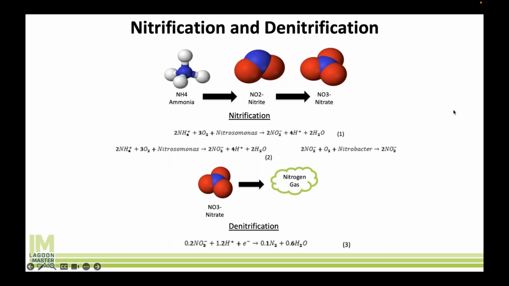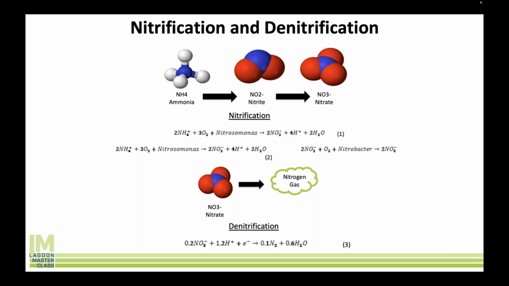So let's talk about biological total nitrogen reduction. This is where most plants do it. This is how mechanical plants do it. This is how lagoons potentially could do it, how we've seen lagoons do it. There's two steps to this.